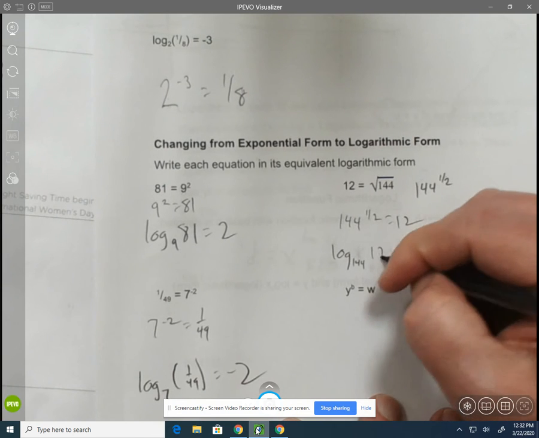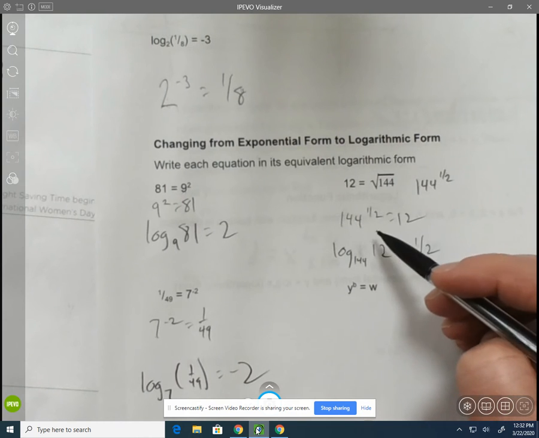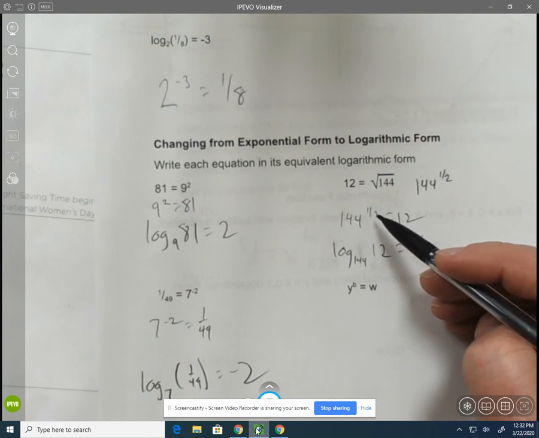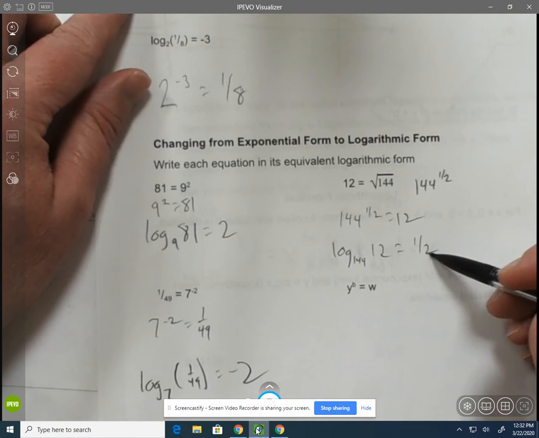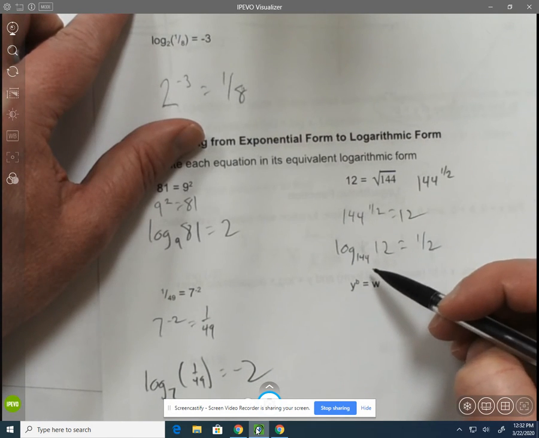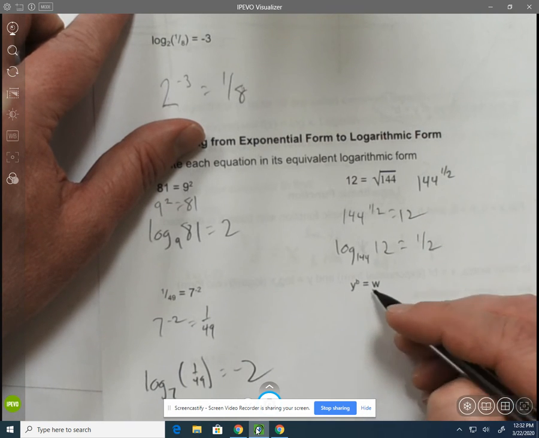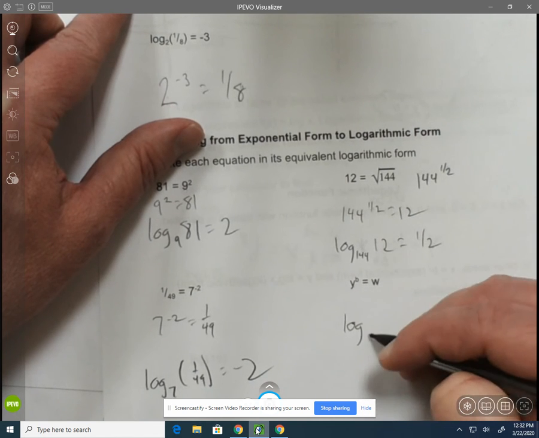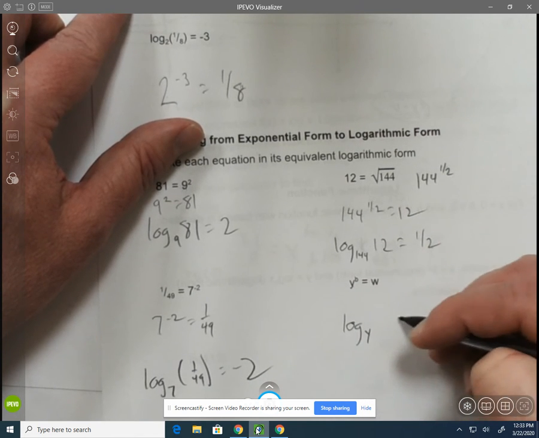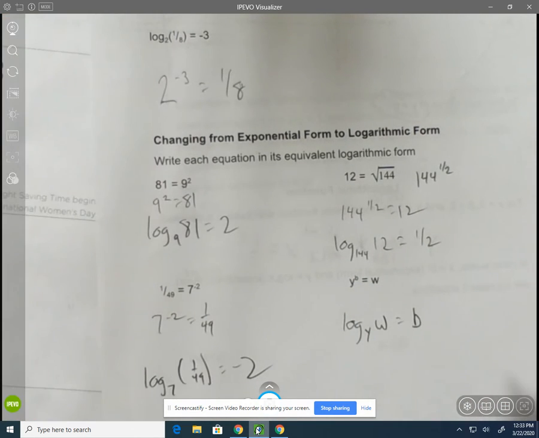And then I switch these two: 2 to the 1/2... The exponent in my exponential form becomes the answer in my logarithmic form. So again, this is written, exponent's already on the left-hand side. My y is my base. This is just the general form. So log base y, and the exponent in my exponential form becomes the answer in my logarithmic form.